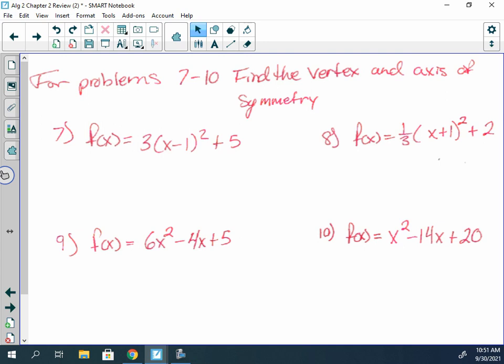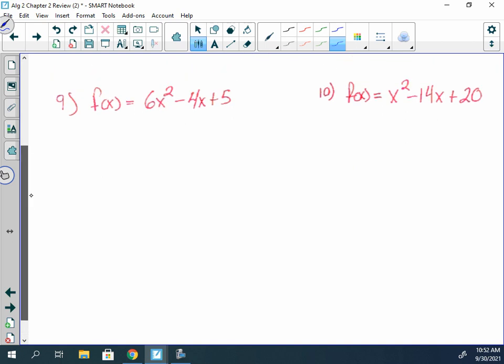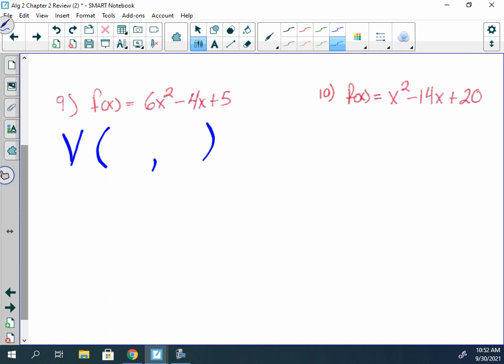Now, problem 7 through 10, we want to find the vertex and the axis of symmetry. Is there one of those in particular we want to look at? Number 9. Well, 9 is our standard form, ax squared plus bx plus c. The vertex for this here is going to be the point negative b over 2a, comma, f of negative b over 2a. We're trying to find negative b over 2a.